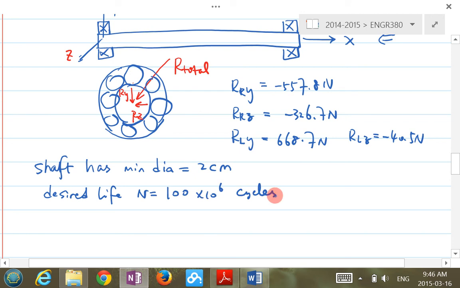So here's the loading condition for the bearing, here's the shaft minimum diameter, and here is the desired life. Now let's pick a proper bearing under these conditions. It basically means the bearing needs to satisfy a certain loading condition. The bearing needs to fit a minimum 2 centimeter shaft, and the bearing has to satisfy this desired life. That's basically what we want.